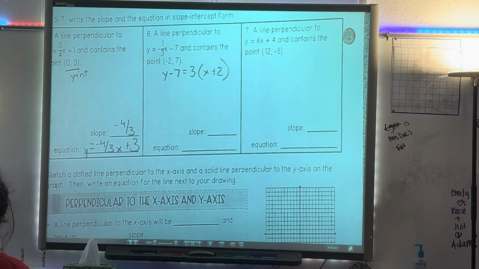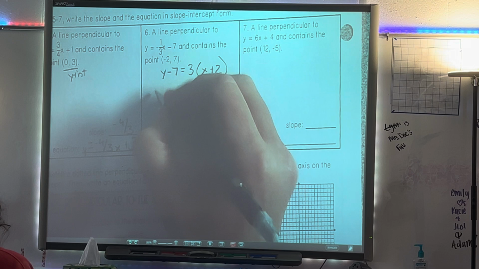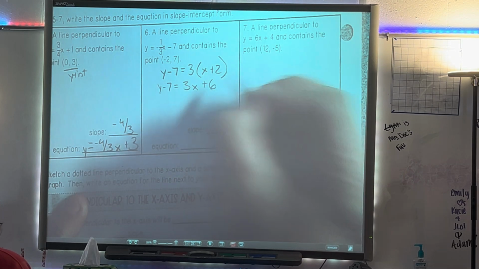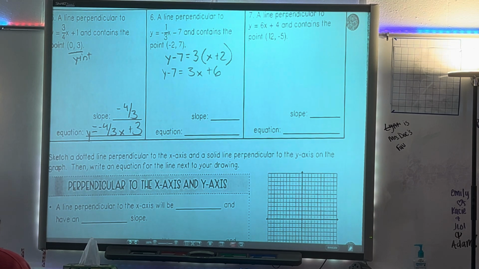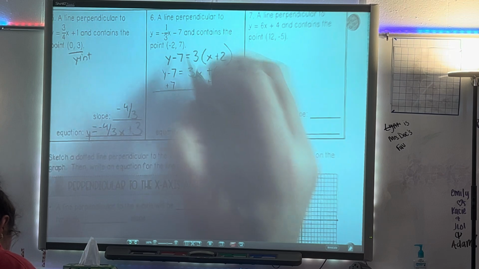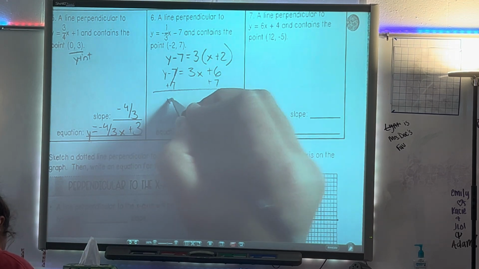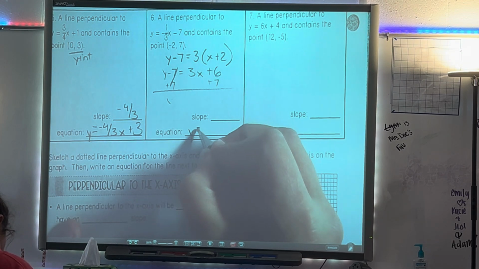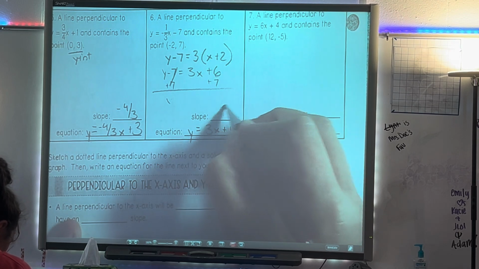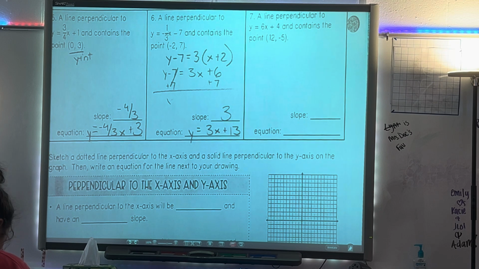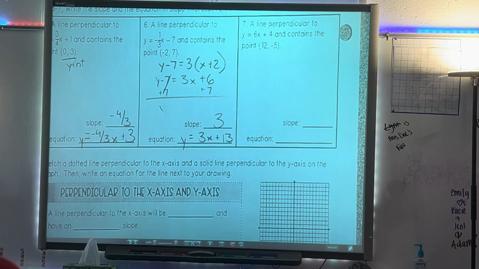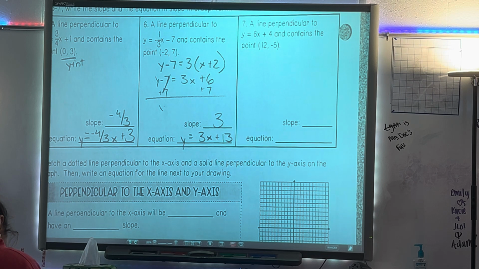Alright, so now what do I need to do? You need to distribute 3 out to x and 2. Okay, so that's going to give me 3x plus 6. And now what do I do? Add the 7 to the other side. So I'm going to get y equals 3x plus 13. Alright, y'all okay there? Okay, number 7, I'm going to do it in the right order this time.